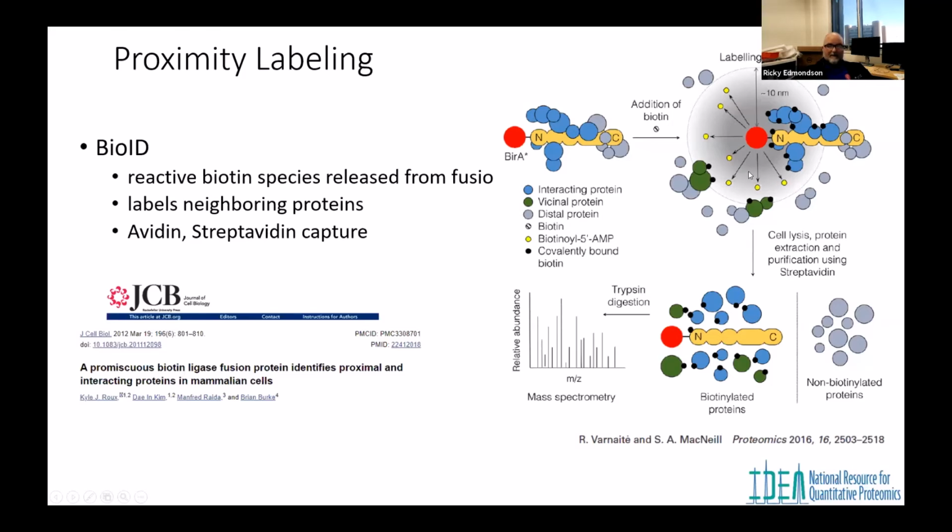Because it's going to label everything, this kind of gets a long list, and so there's lots of follow-up that needs to be done in terms of validation.